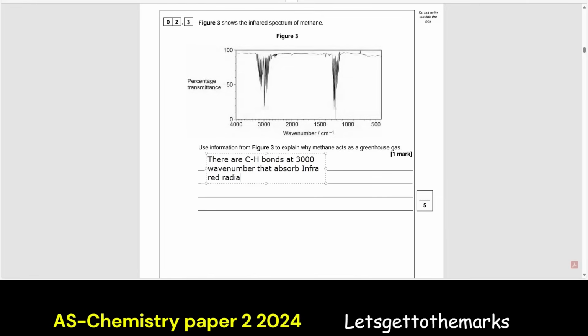infrared radiation. So for you to be a greenhouse gas, you've got to absorb infrared radiation. You've got to be able to absorb IR, and it's that carbon hydrogen bond that does. So that is going to get us the mark. Carbon hydrogen bonds at 3,000 absorb the infrared radiation. Lovely jubbly. And that's the end of the question.